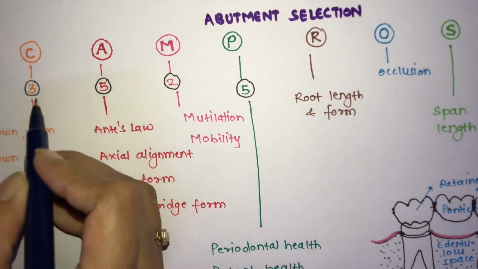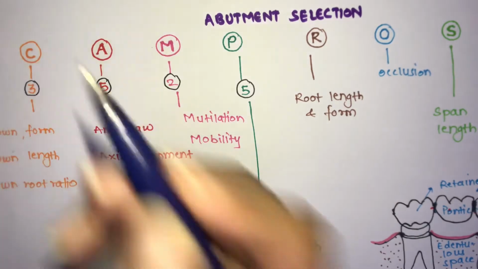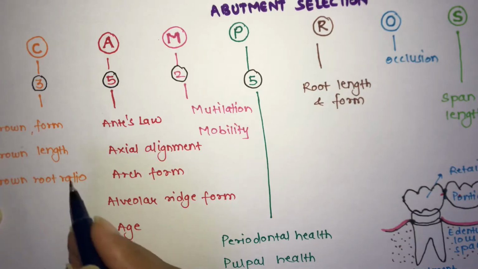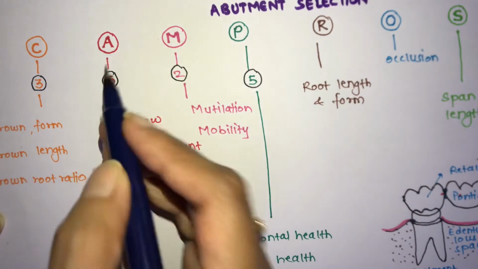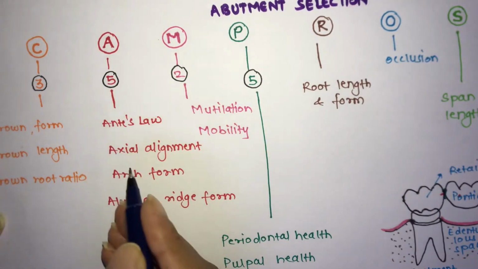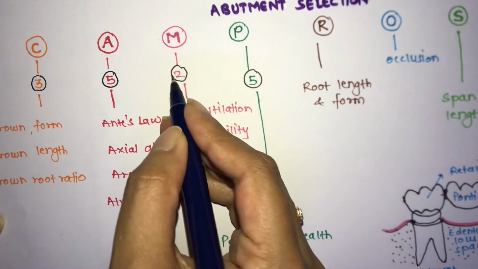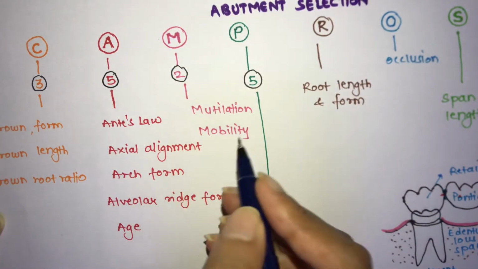Here I have written 3. That means there are 3 factors starting with C. Those are crown form, crown length and the crown root ratio. Over here it is A, so there are 5 factors starting with A. Those are Ante's law, axial alignment, arch form, alveolar ridge form and age. Then for M, there are 2 things starting with M, that is mutilation and mobility.